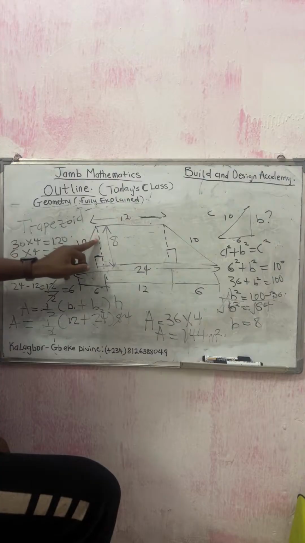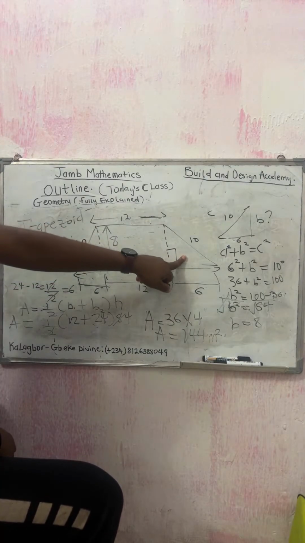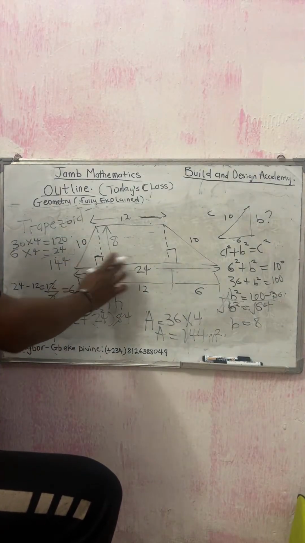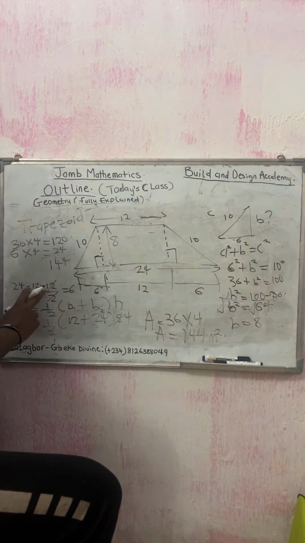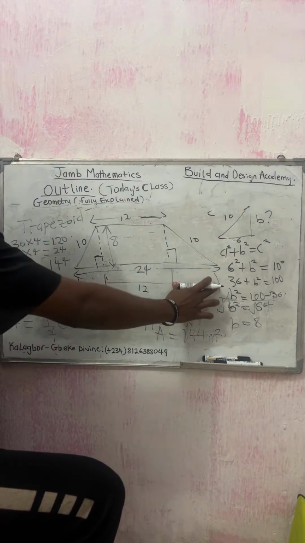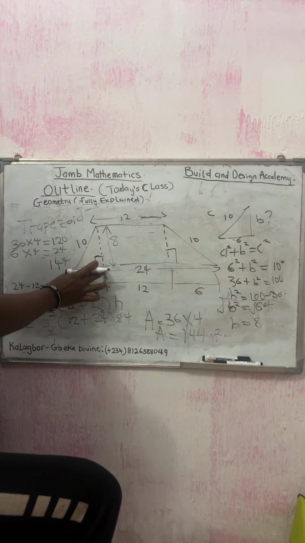And we know that if we break this trapezoid, we get a right angle triangle here and a right angle triangle here. So to get this side and this side, we simply will do 24 minus 12, and we got 12. Divided by 2, we got 6. That means from here to here is 6. From here to here is 6.